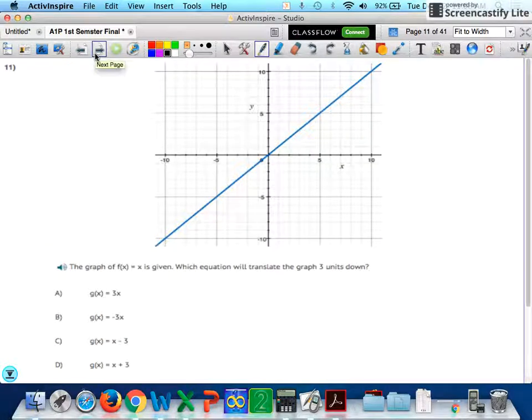11, graph of f of x equals x is given. Which equation would translate the graph 3 units down? Okay. First off, if you know your definitions, this is a quick problem. You know that down 3 units means you tack on a minus 3 at the very end. If you're not good with those definitions, it's okay because you can test this in the calculator.